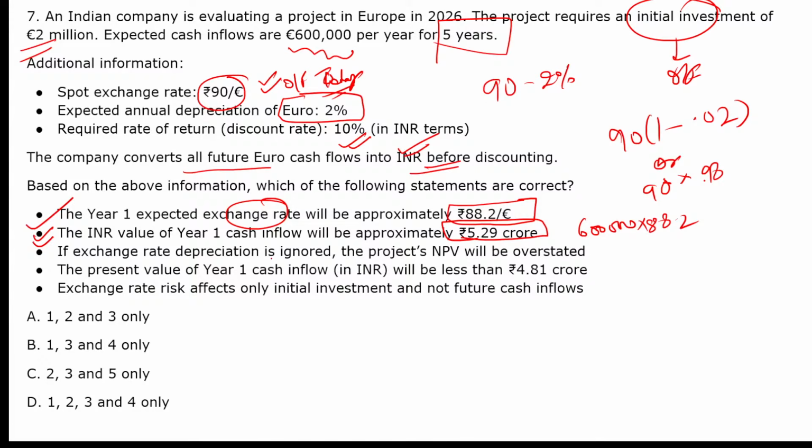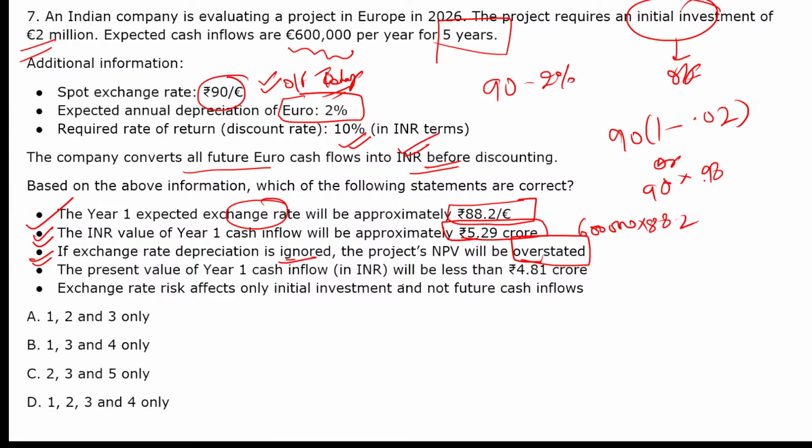If exchange rate depreciation is ignored, the project's NPV will be overstated. If you do not take care of depreciation, then will NPV be higher? Yes, artificially it will be higher, because you will assume that the exchange rate is 90 only and you will keep booking your inflows at 90 only, which is wrong, right? So this is correct.